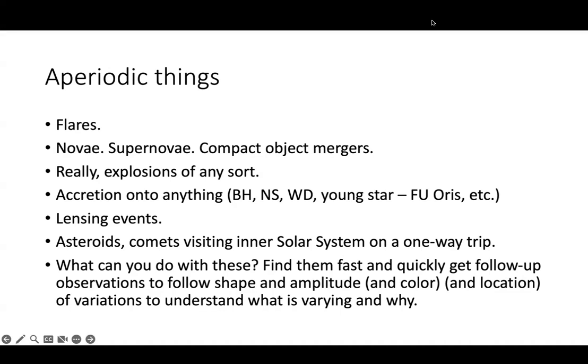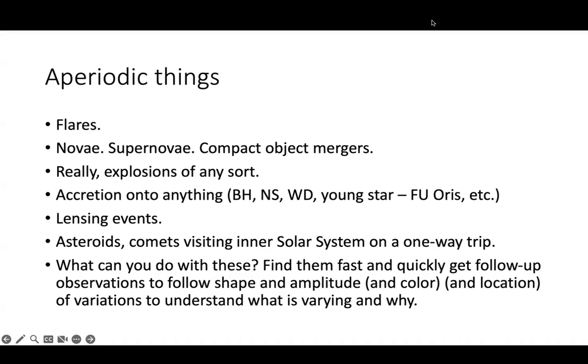You can also have lensing, like gravitational microlensing, or large scale gravitational lensing, where it happens just once and that's all you get. You also can get asteroids or comets visiting the inner solar system, and sometimes they come on a one-way trip. So all of these things happen only once.